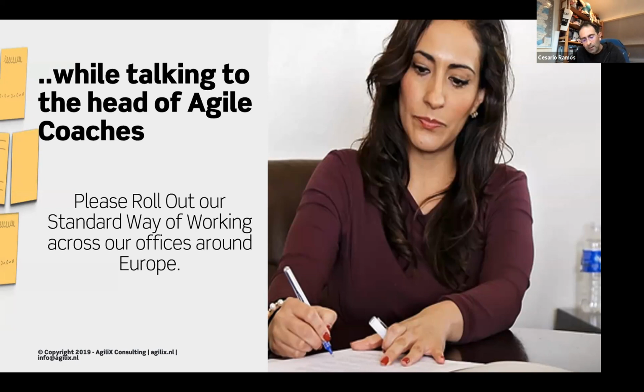And this lady invited me to talk to her, and she said to me, well, you know, what I want you to do, Cesario, is I want you to go to our other branches in other countries, in Italy and in Switzerland and in Germany and in wherever we are. And I want you to roll out this new process that we have, because it's very cool and very good. So I want you to go there and work with the people there and then implement this way of working.